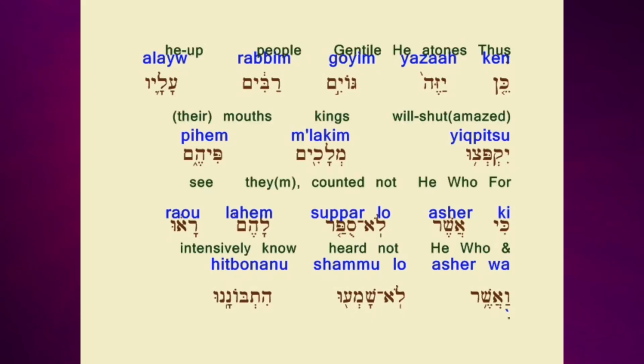Okay, Ken means like. Yazeh is the Hiphil imperfect of Nazah. Goyim, of course, means the peoples. Goyim Rabim, it's really an idiom for all the Gentiles. So now this verse is talking to you about how the Gentiles are affected by what's going to happen to the future King of the Jews on the cross.